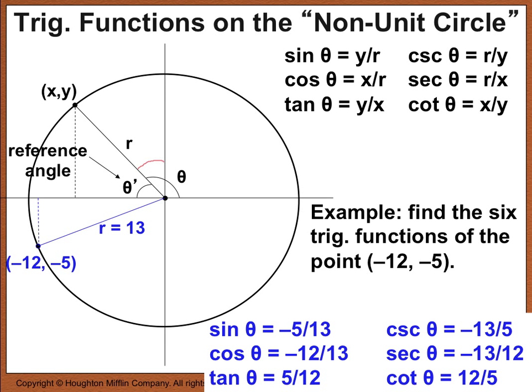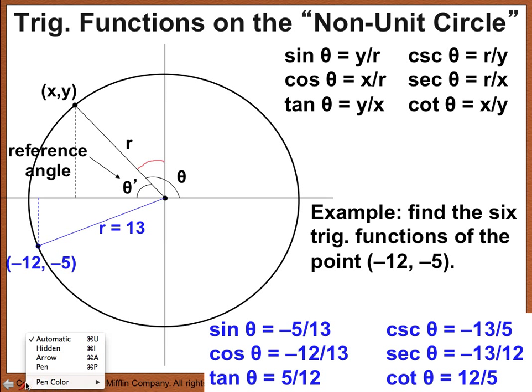Alright, so you should have come up with sine theta equals -5 over 13, cosecant theta equals -13 over 5, cosine theta equals -12 over 13, secant theta equals -13 over 12, tan theta equals 5 over 12, cotangent theta equals 12 over 5. Okay, so here's where sine comes into play.